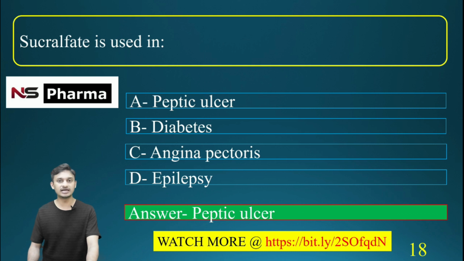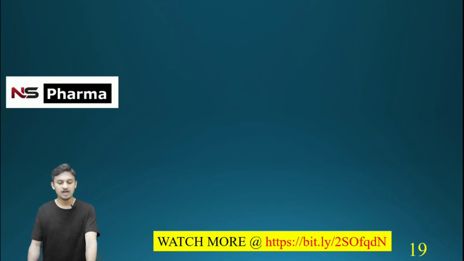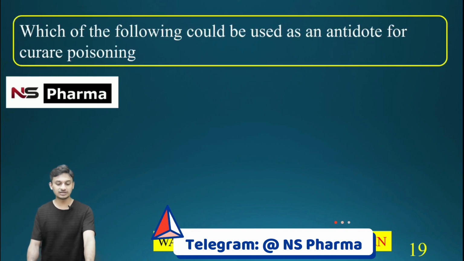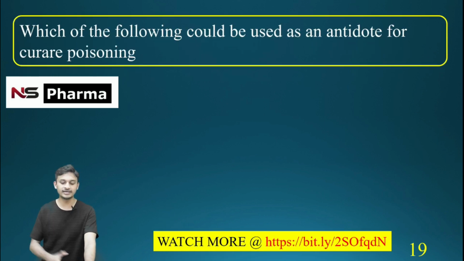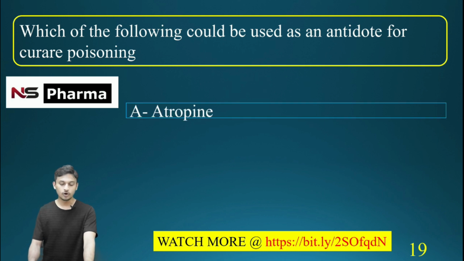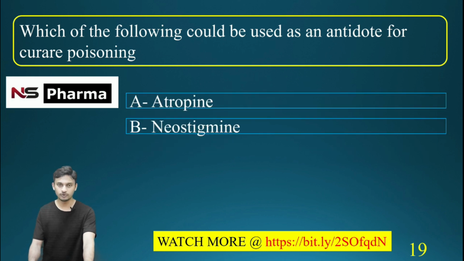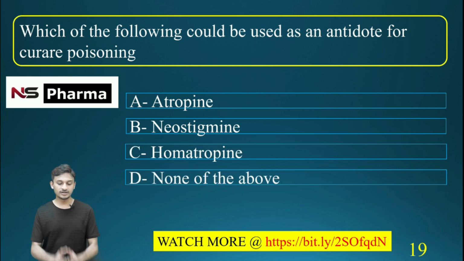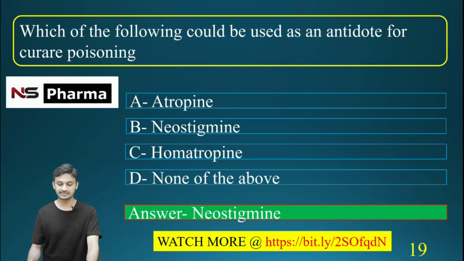Now we are moving to the next question. Question number 19. Which of the following could be used as an antidote for curare poisoning? Options are A, atropine; B, neostigmine; C, homatropine; D, none of the above. In case of curare poisoning, the antidote used is option B, neostigmine. Option B is the correct answer here.